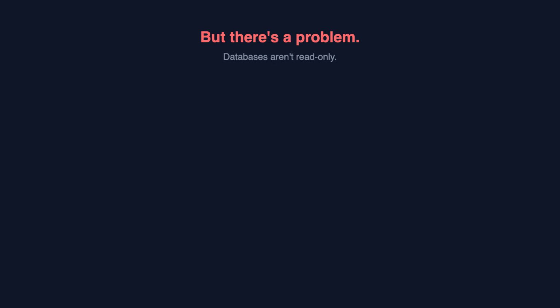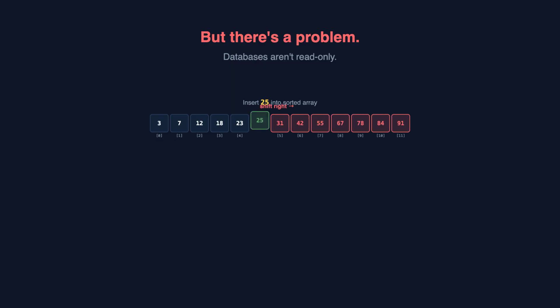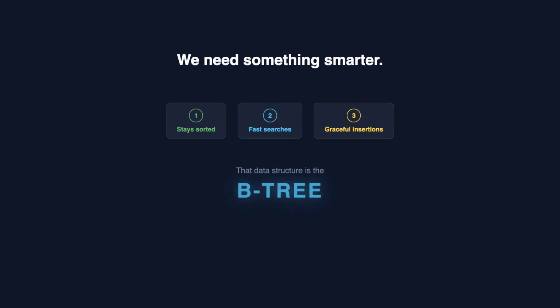Databases aren't read-only. Every time someone inserts a new row, we'd have to shift elements to maintain the sorted order. That's O of n for every single insert. We need something smarter. A data structure that stays sorted, supports fast searches, and handles insertions gracefully. That data structure is the B tree.